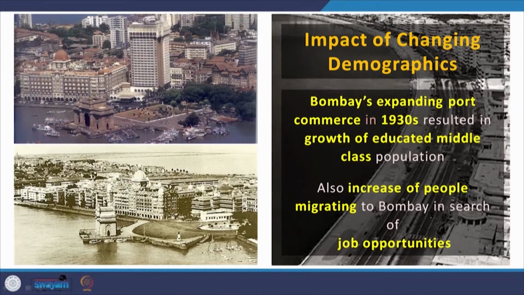This image shows how Bombay has changed. This is the Gateway of India, and along the seashore we have the Taj Mahal Hotel, and now we see the Gateway of India. This is the original Taj Mahal Hotel and the new block that was added later. So how Bombay has grown.